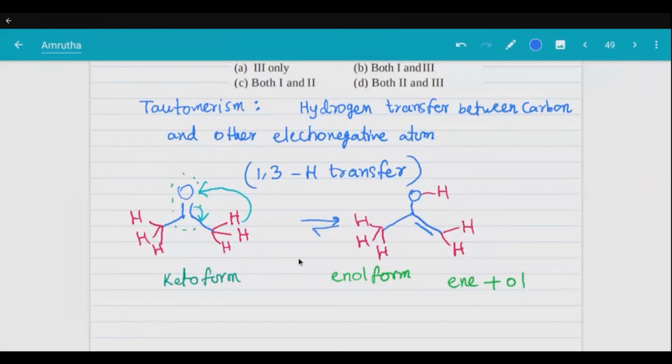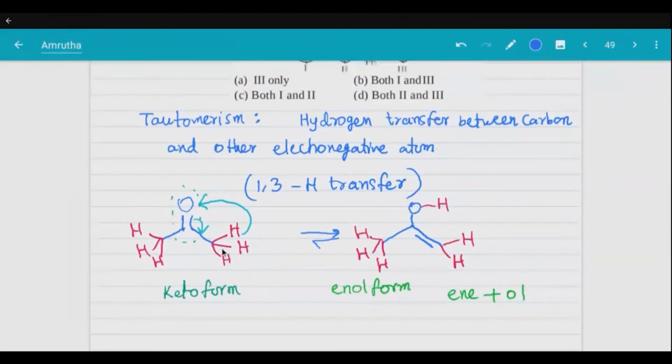So what is the condition for this tautomerism? There must be alpha hydrogens. Without that, tautomerism is not possible, right? So what you have to do is check for alpha hydrogens. What is the alpha position? It is next to the CO group. This is the alpha position. So alpha hydrogens you are shifting in the keto form.